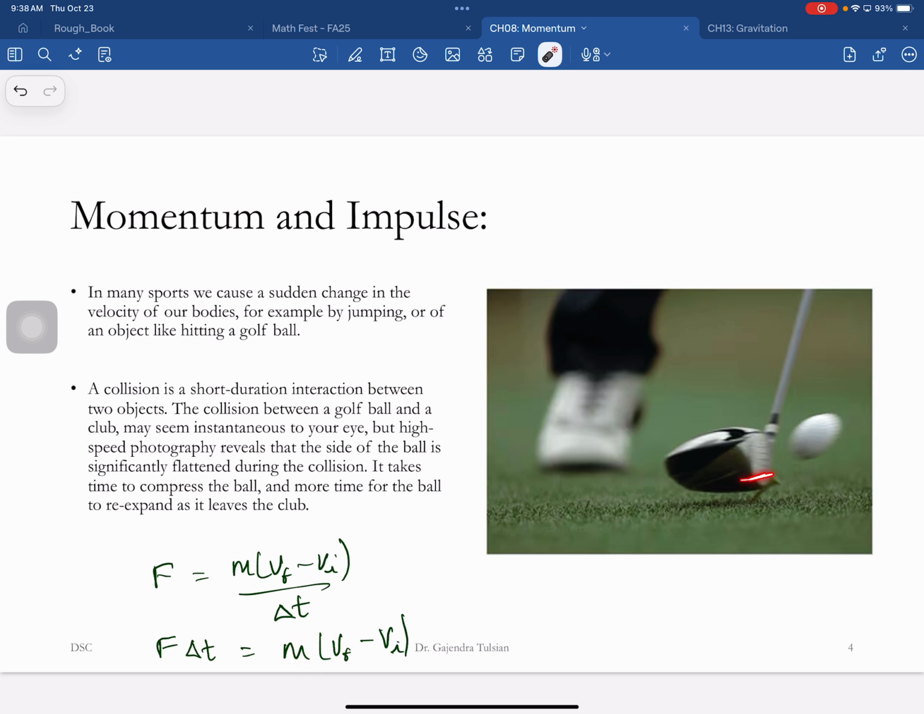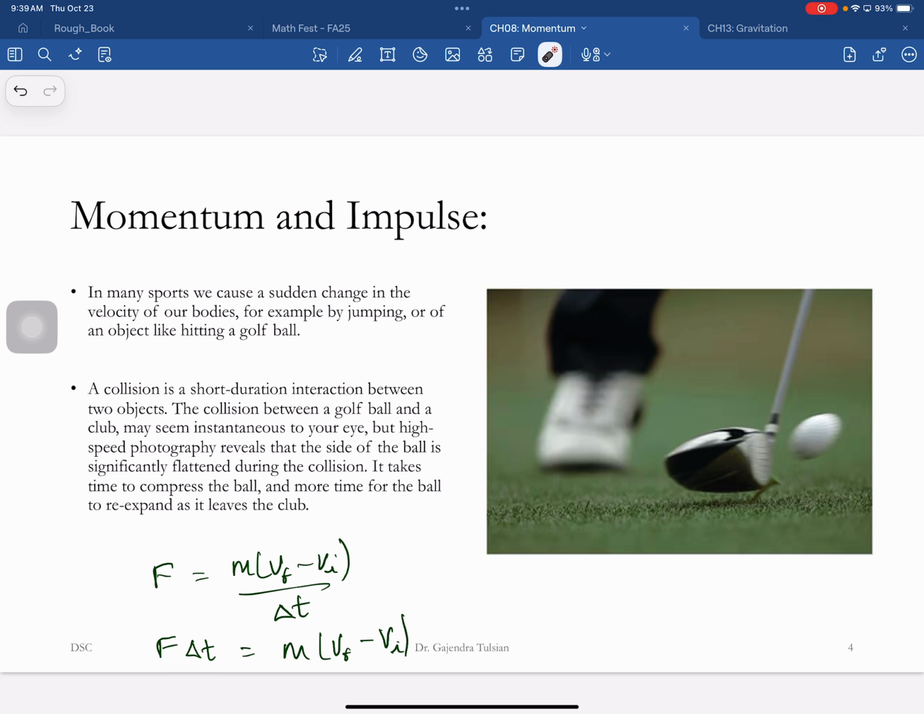So let's say you're playing golf. What is the initial velocity of the golf ball? That's 0. It's sitting on the tee. Now, if you want to make millions of dollars, what is it that you want to do? You want to launch that ball as fast as possible. So you need to make this as large as possible.